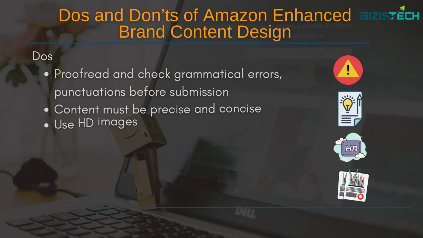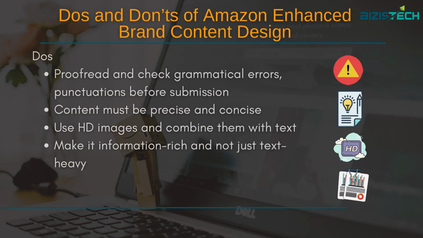Well guys, not taking more of your precious time, I'm gonna finish my topic on the reasons why Amazon rejected us for A plus content and selected us for A plus content. So first of all, I'm gonna talk about the reasons Amazon is going to select us for A plus content. For that, you must proofread and check grammatical errors and pronunciations before submission. Content must be precise and concise. Use HTML and combine it with text, making it information rich and not text heavy.